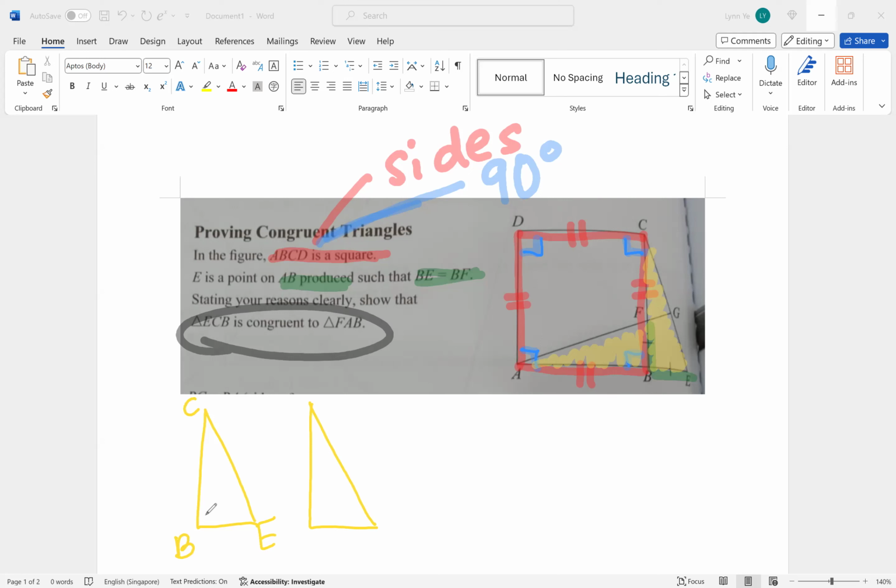What else? So if I know that this is ECB, where do I put my F? Top, bottom right, or bottom left? So F will be here. Where do I put my A? A will be matching with C. And where do I put my B?